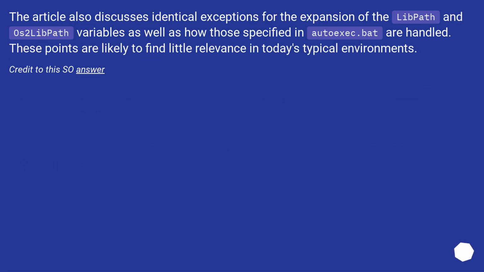The article also discusses identical exceptions for the expansion of the LIBPATH and OS2LIBPATH variables, as well as how those specified in autoexec.bat are handled. These points are likely to find little relevance in today's typical environments. Credit to this SO answer.